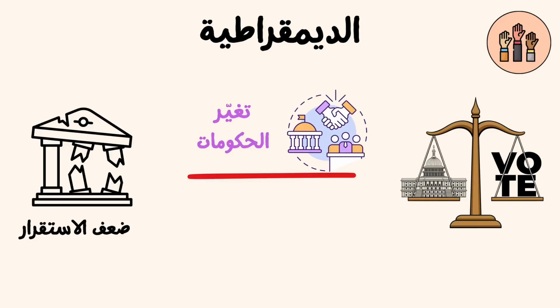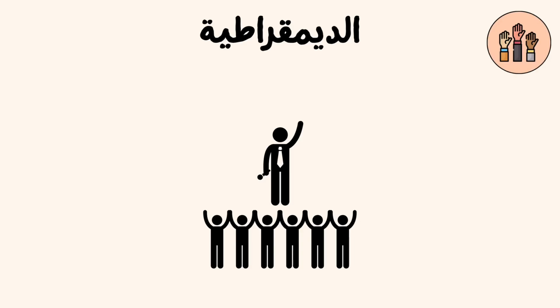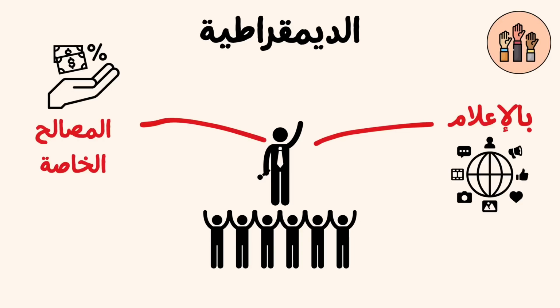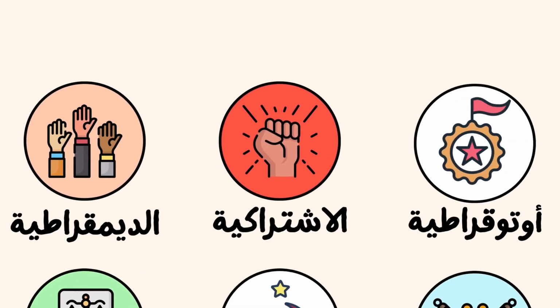Despite its advantages, democracy can suffer from instability due to government changes and slow implementation of plans, in addition to the possibility of voters being influenced by media or special interests.